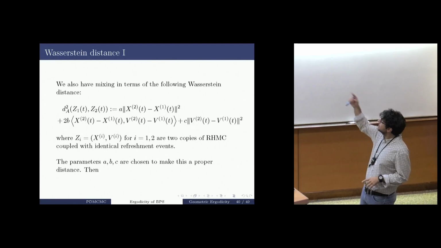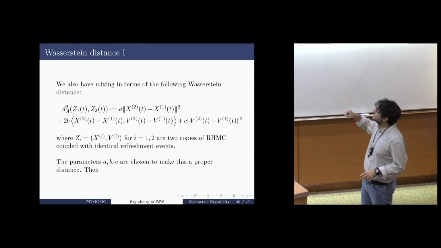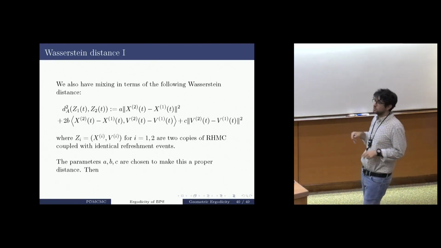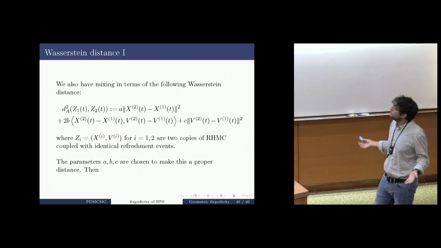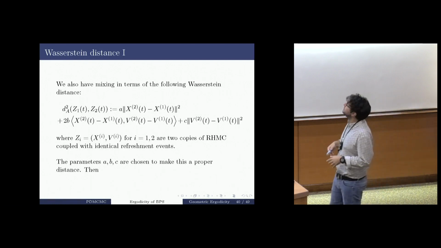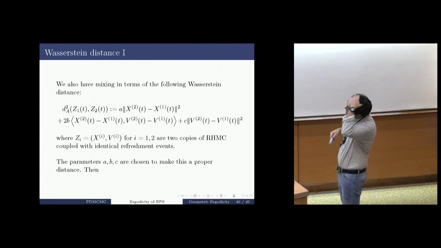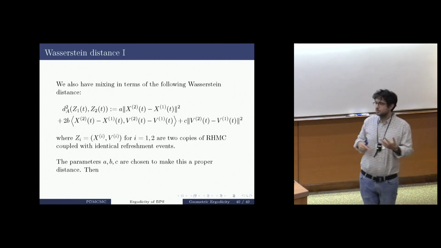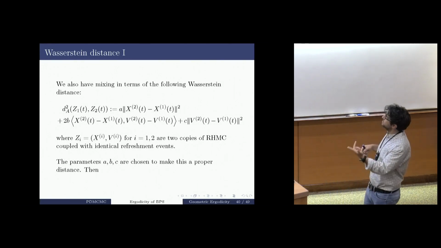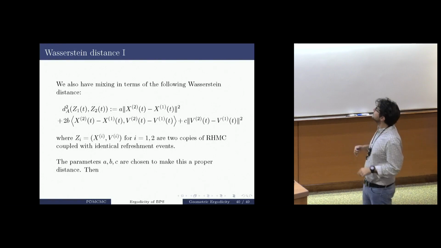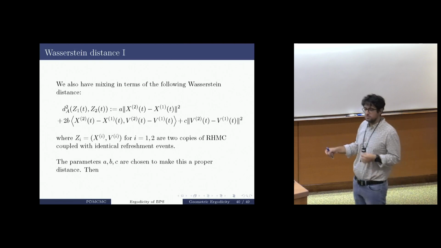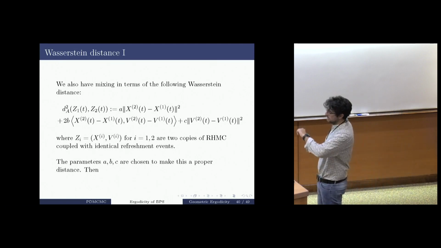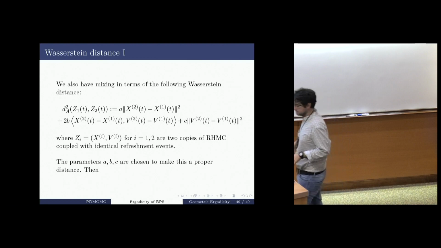And again, the distance you use has exactly the same form in principle. So you look at the norm of the location, you look at the norm of the velocity, and then you look at the norm of the cross product of the two. So here the two processes are essentially coupled. So 1 or 2 refers to which copy of the process we're looking at. And they're coupled using essentially the same refreshment times and the same refreshment random variables. So, and it works great.